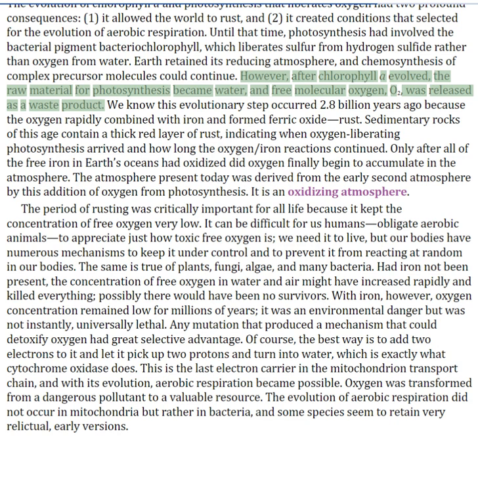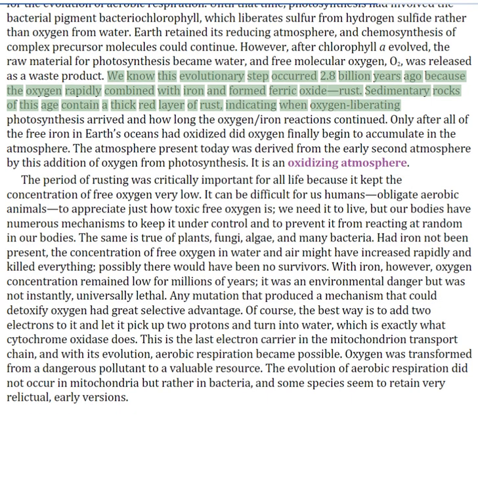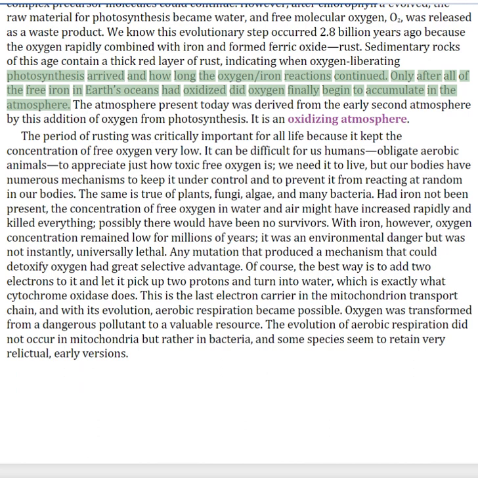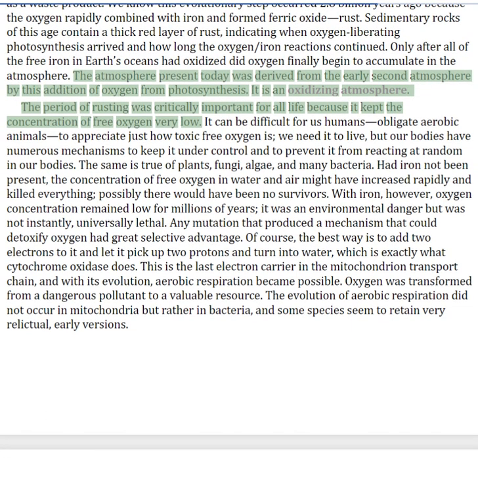We know this evolutionary step occurred 2.8 billion years ago because the oxygen rapidly combined with iron and formed ferric oxide, rust. Sedimentary rocks of this age contain a thick red layer of rust, indicating when oxygen-liberating photosynthesis arrived and how long the oxygen-iron reactions continued. Only after all of the free iron in Earth's oceans had oxidized did oxygen finally begin to accumulate in the atmosphere. The atmosphere present today was derived from the early second atmosphere by this addition of oxygen from photosynthesis.